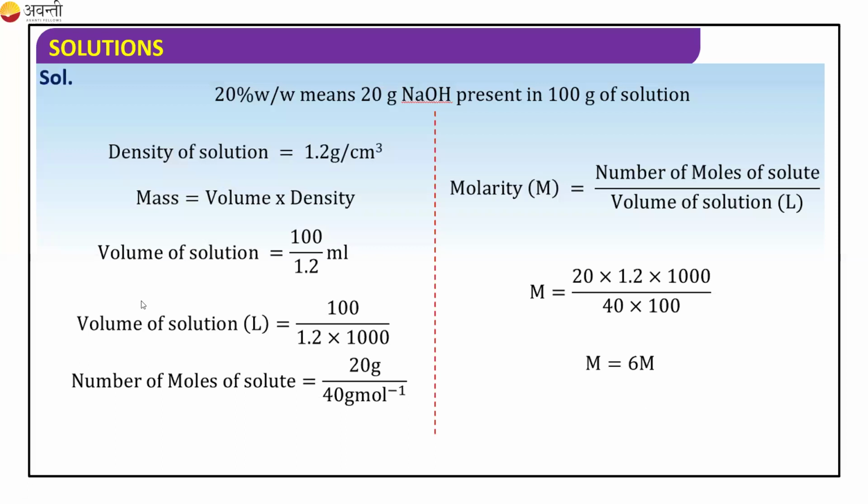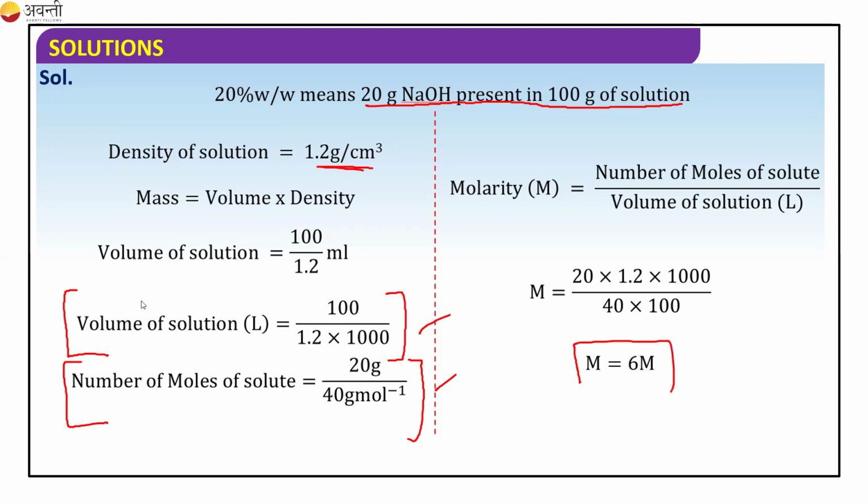So 20 percentage means 20 gram of NaOH is present in 100 gram of the solution. From the given density value, we are getting the volume in terms of liter. Then the number of moles is calculated using mass by molar mass. These two values are substituted in the formula, and finally we are getting the molarity. Is this problem clear to all of you? I hope it is clear.